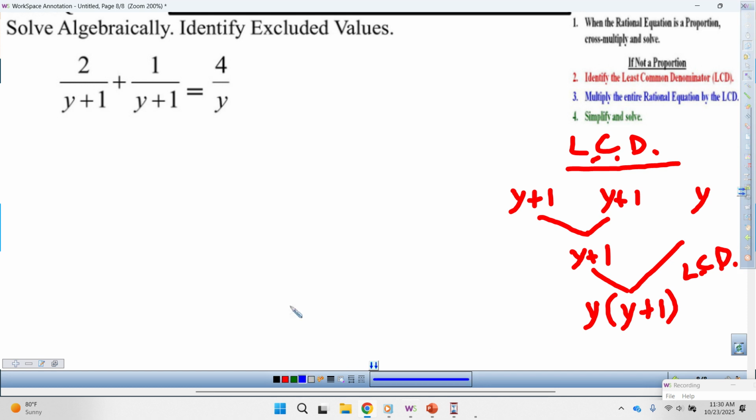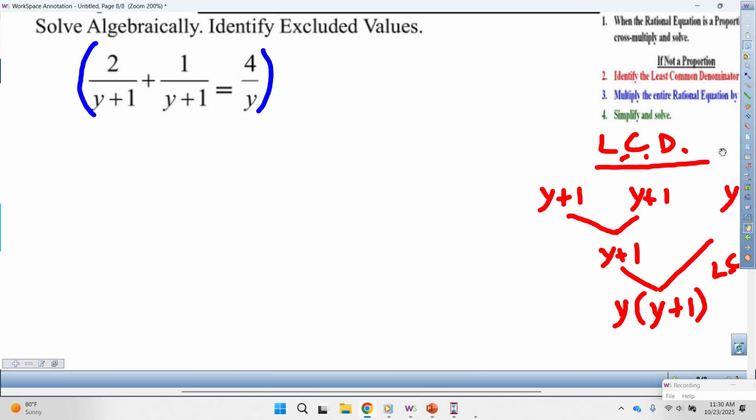So now we're going to multiply the entire equation times the L.C.D. So we write y times y plus 1 over 1. All right, so to multiply that, we rewrite the equation but extend the bars, yeah?